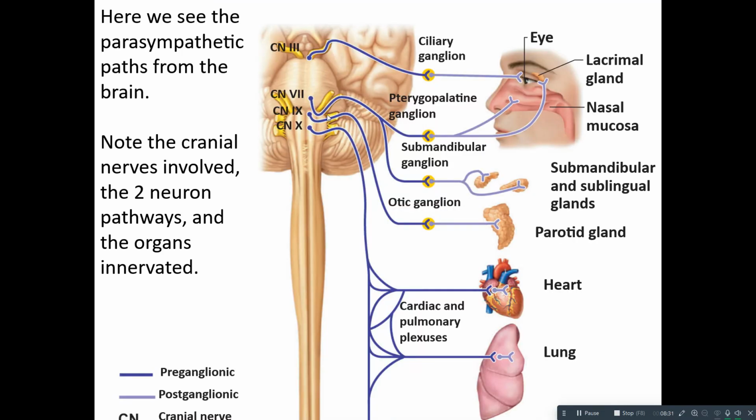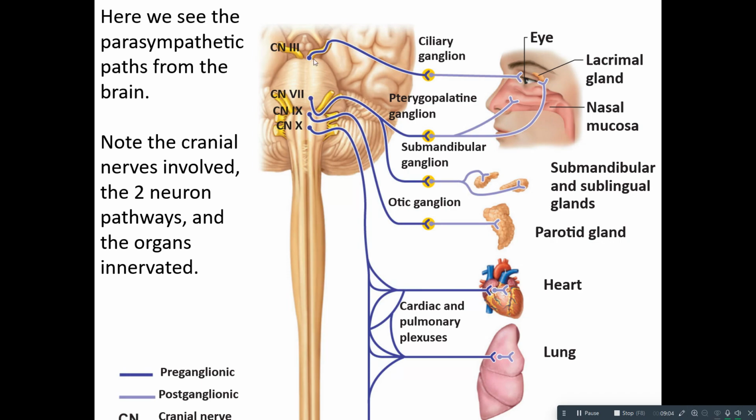All right, here we see the basic parasympathetic pathways from the brain, so the cranial part. So notice we've got cranial nerves 3, 7, 9, and 10: oculomotor, facial, glossopharyngeal, and vagus. In each of them, there's a 2-neuron pathway, 1, 2, 1, 2, 1, 2. In each of them, there is a ganglion where the 2 neurons meet. And in each of them, the first neuron is the longer one of the 2.